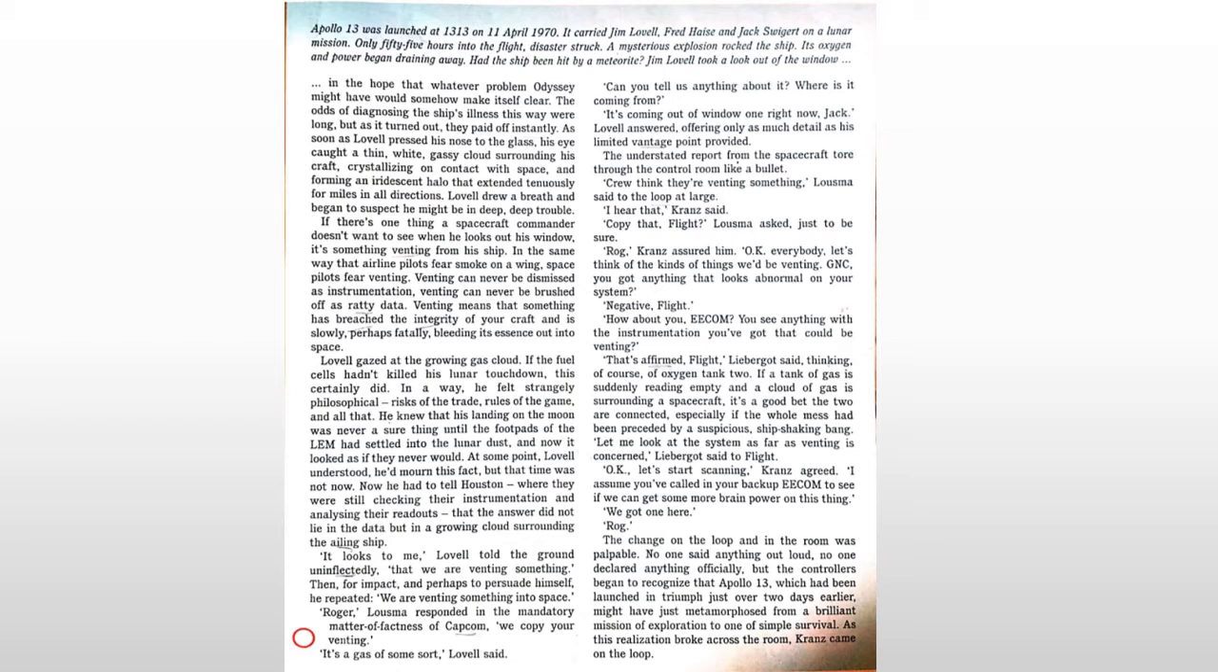So, as long as you are in space, anything can happen. He knew that going to the moon is not certain until you set your foot on the moon. And now it looked as if they never would. Now he knew that he couldn't go to the moon at all. There is something wrong with this spaceship. At some point, Lovell understood. He'd mourn this fact, but this time was not now.